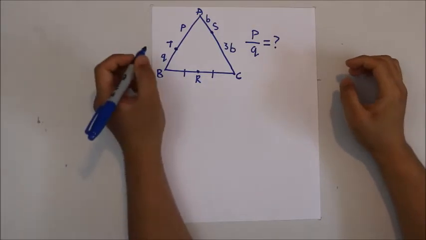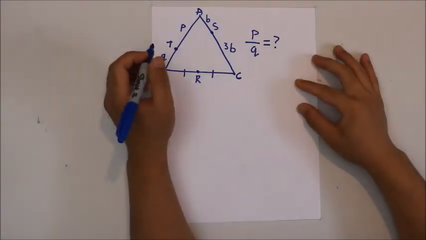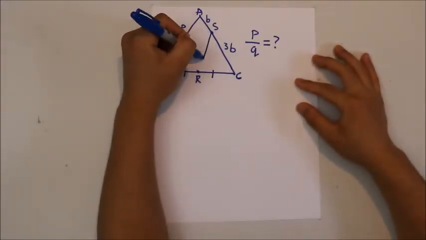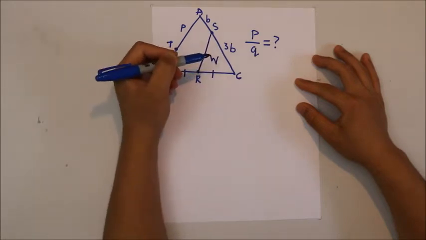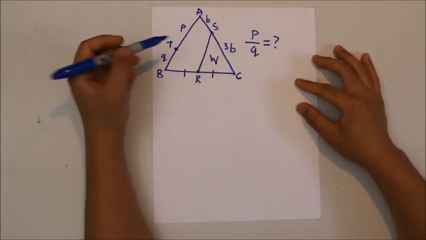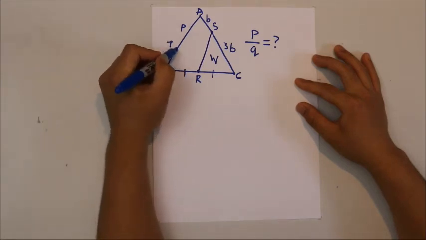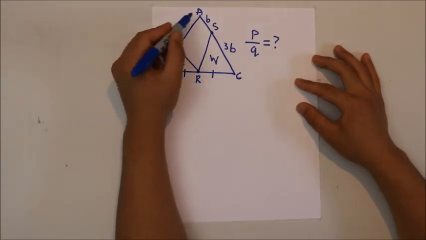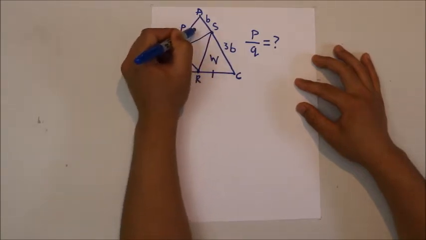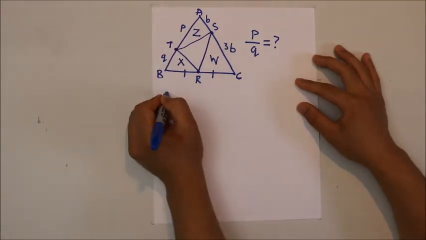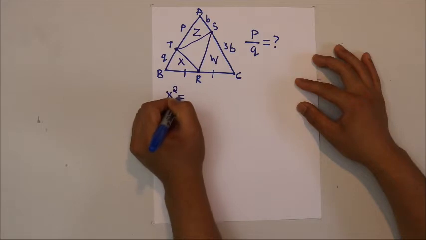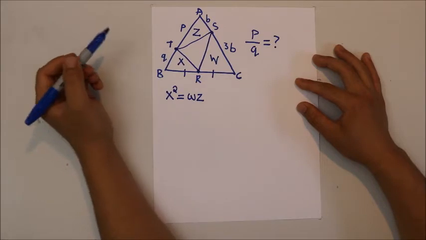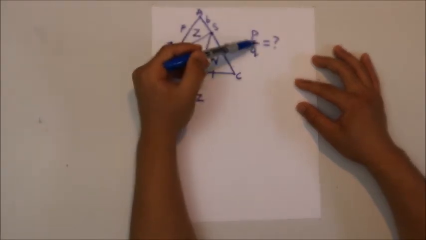There are also 3 areas given. W is the area of triangle CRS, and we can just complete the triangle. X is the area of RTB, and Z is the area of ATS. It is also given that X squared is equal to WZ. So now, with this information, we are trying to solve the question, what is P over Q?